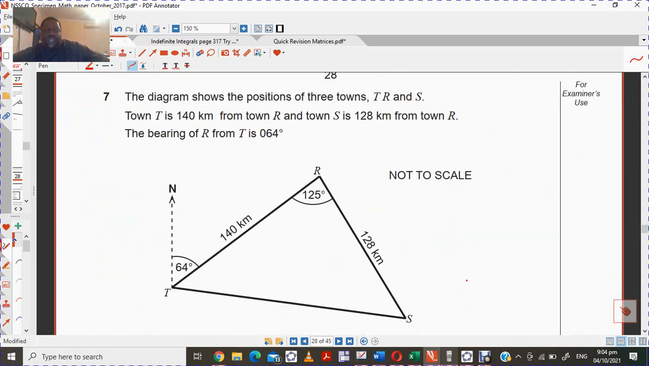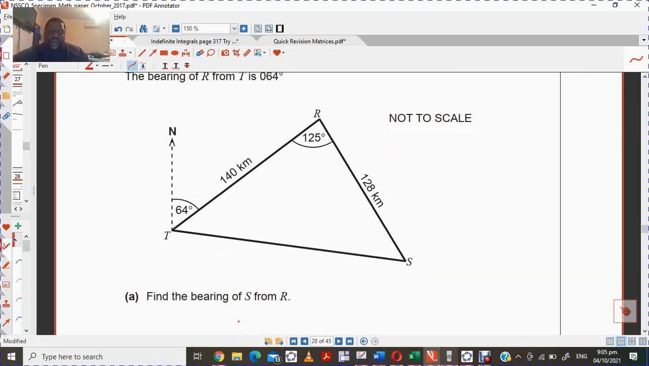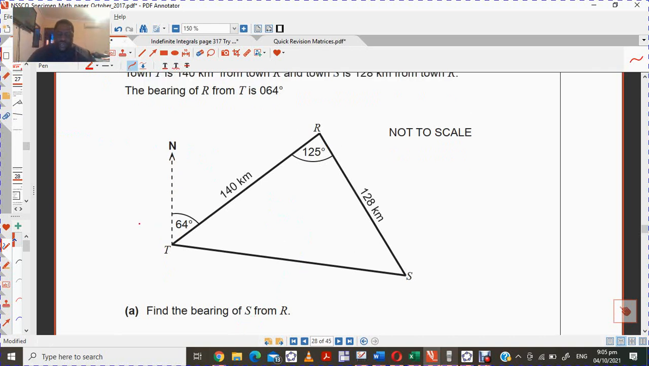All right, so we have question 7. The diagram shows the positions of 3 towns, T, R, S. Town T is 140 kilometers from town R, and town S is 128 kilometers from town R. The bearing of R from T is 064 degrees, right? So one of the things you have to do is find the bearing of S from R. I always say to the students, have a look at some of my videos on bearings, you have to go to R.